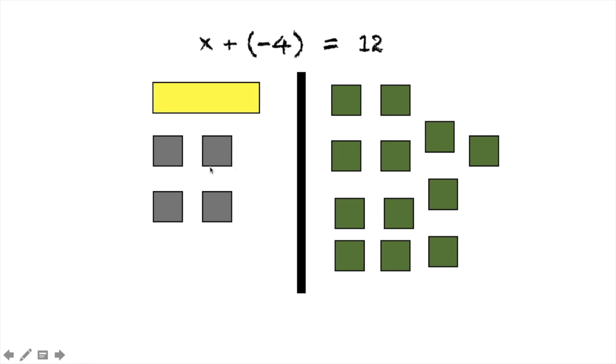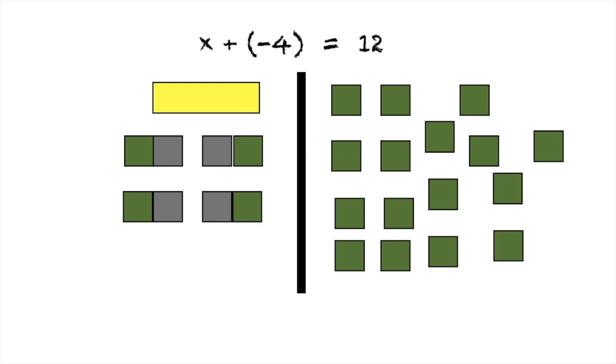So what can we do? In order for us to take away the negative tiles here, we would need the help of some positive tiles. Let's come up with our zero pairs. So here we have a positive and a negative tile. So every time we add a positive tile here, we will also be adding to our right. So another positive tile, and then another. So now we have 4 zero pairs.